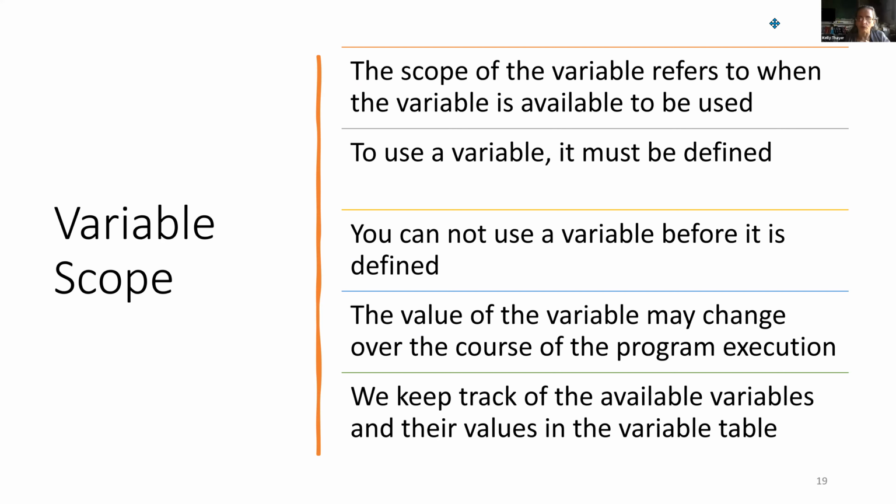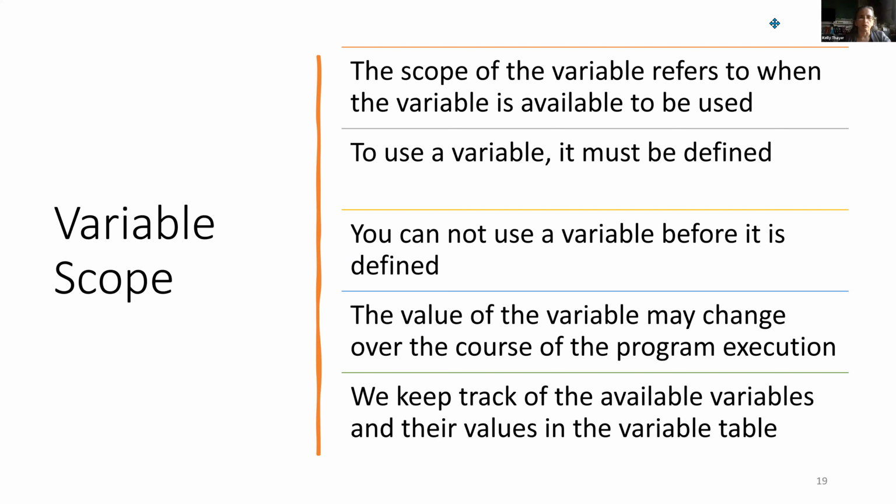The value of the variable may change over the course of the execution of the program. And we're going to see this extensively when we work on looping, because the variable will be defined. And then as the loop progresses, that value may be changed each time we go through the loop. And finally, we need to keep track of the available variables and their values in the variable table. This is just a convenient way for us to write down what information we have available.